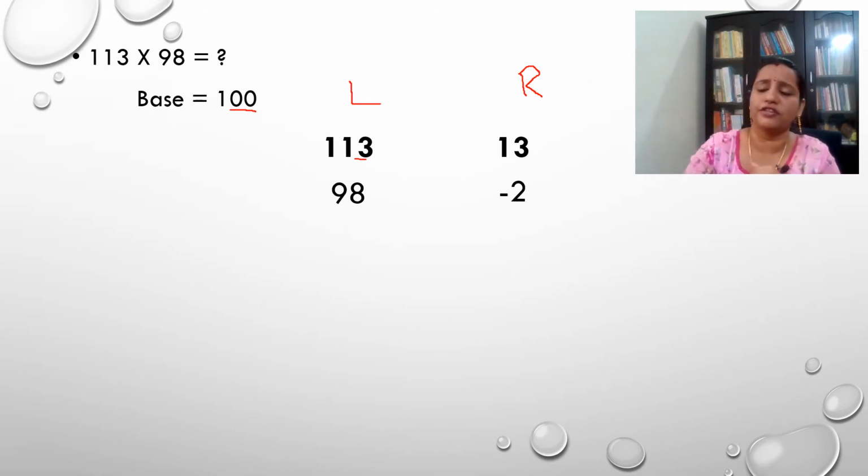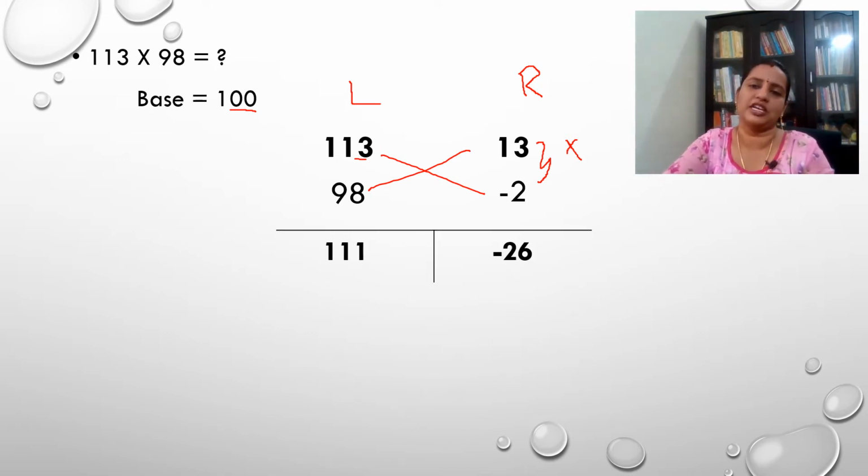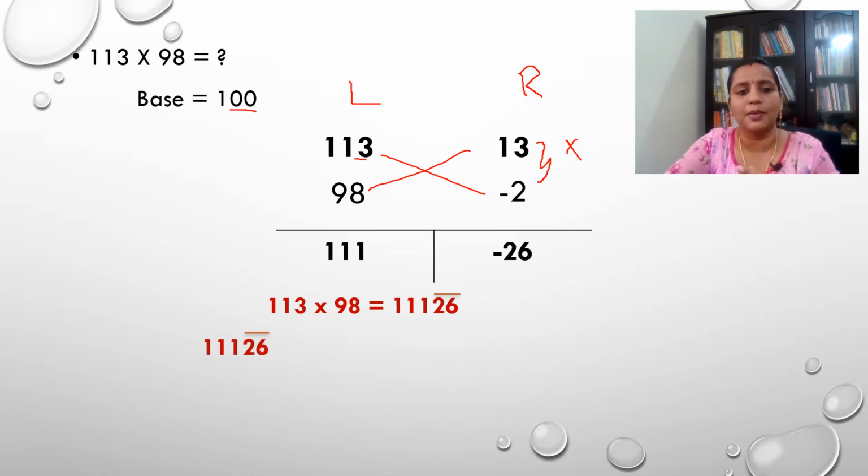For my second step, for my LHS, I have to cross add, and for my RHS, I have to multiply the answers which I have got by subtracting. 113 minus 2, or 98 plus 13, gives me 111, and 13 into minus 2 gives me minus 26. Then what would be the answer? 113 into 98 is equal to 11126 bar. Now I have to convert this bar number, the Vinculum number which I have got here, into a whole positive number, isn't it?